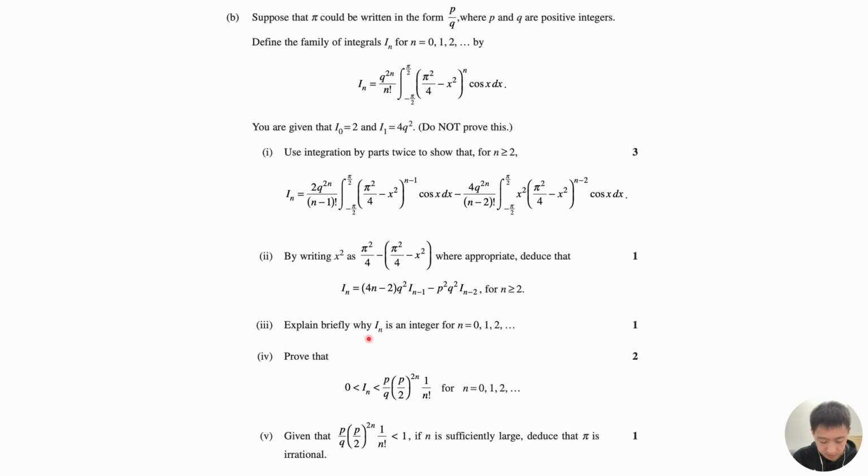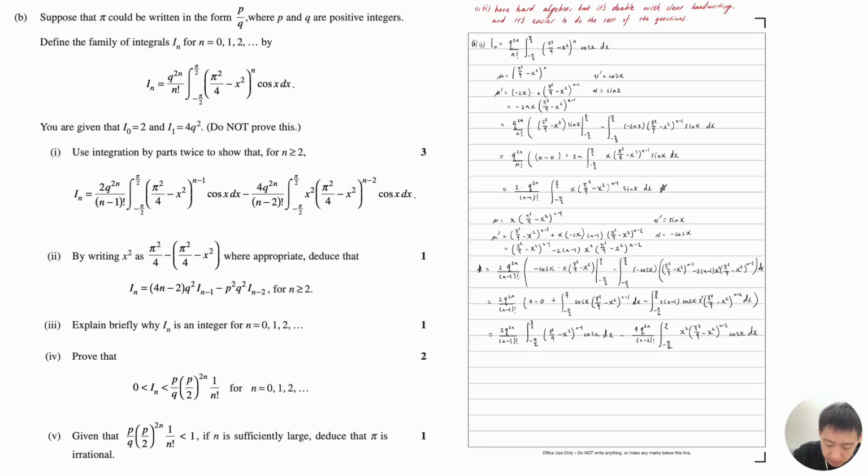So why is this a contradiction? Because it clearly says that I_n is an integer, and if n is sufficiently large, this thing is greater than I_n, then I_n is smaller than 1, and it actually cannot be an integer. So it's a contradiction, so pi can't be written as p over q, so it's irrational. Now let's do these questions.